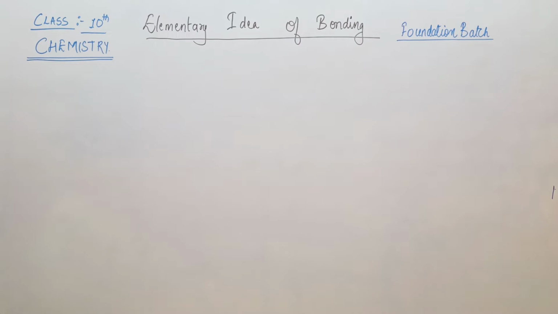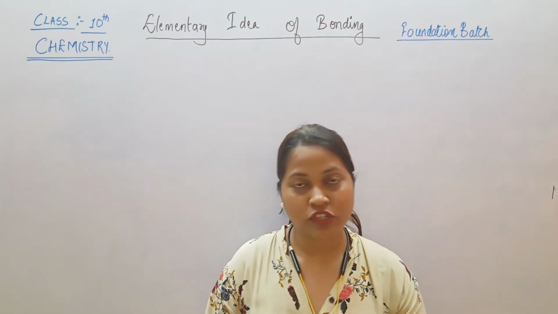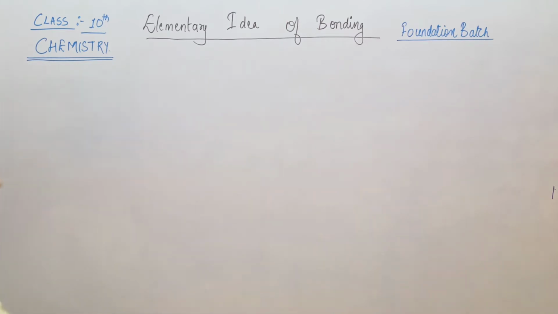So, we were doing the elementary idea of bonding and in that we have done 3 sessions. Now in this session, let's understand the very first type of bond, that is the electrovalent bond.